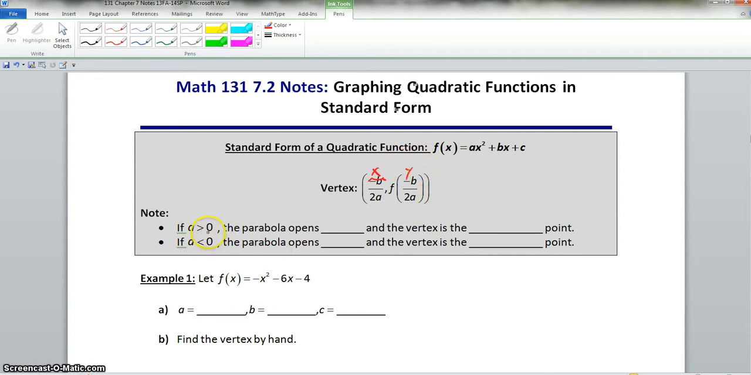Now it says here, if a is greater than 0, that means a is positive, because any number greater than 0 is positive. The parabola opens upward. Now what I'm going to do is this here. As you all saw, the letters were jumping here. So on this side will be the first blank, and on this side the second blank. So it would be upward. The parabola opens upward, and the vertex is the blank point, it's the minimum point.